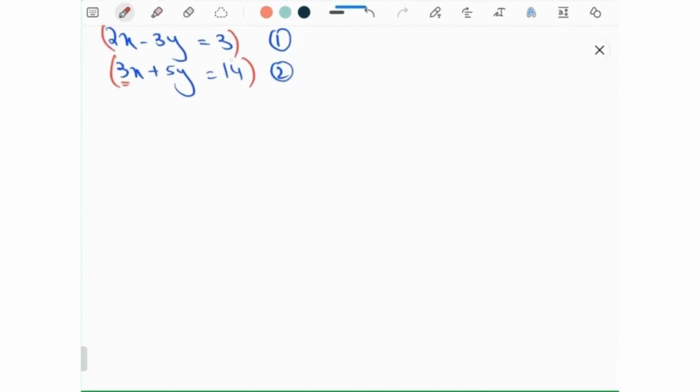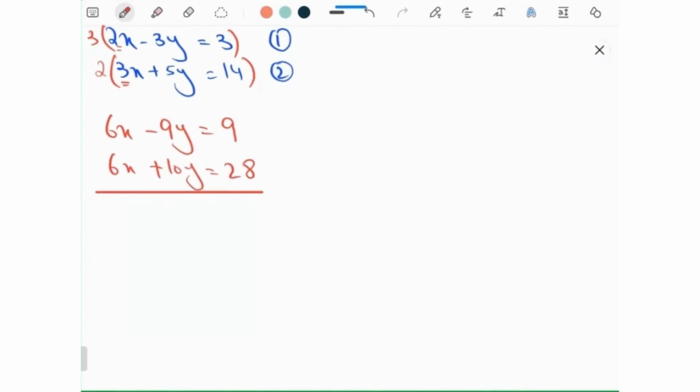This 3 will be multiplied here, this 2 will be multiplied here. 6x minus 9y is 9. 6x plus 10y is 28. Now the two equations that have become the same have the same sign. So when the two equations, whose coefficient is the same, have the same signs, then we subtract the two equations. When we subtract the two equations, the signs change. When we subtract the two equations, the sign of each and every component changes.